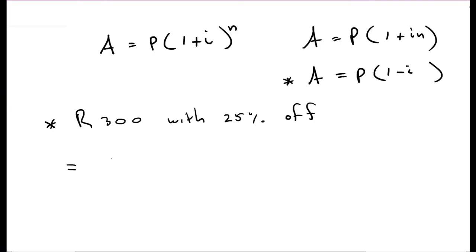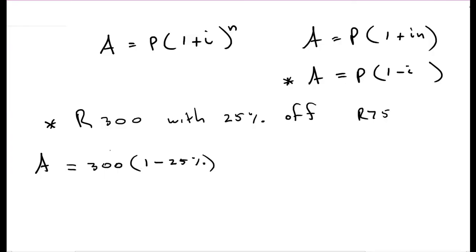Yeah, 225. Why? Because what's 25% of 300? Well, that's a quarter. So a quarter of 300 Rand is 75 Rand. So that means I must take it off, and then you're going to be paying 225 Rand. But now watch this. Let's say I go like this. A equals, right, I'm going to take the 300 Rand, and I'm going to say 1 minus the 25%.